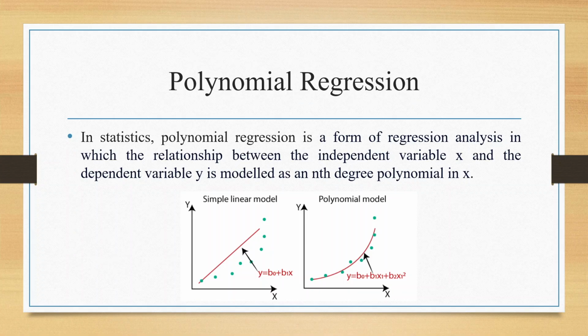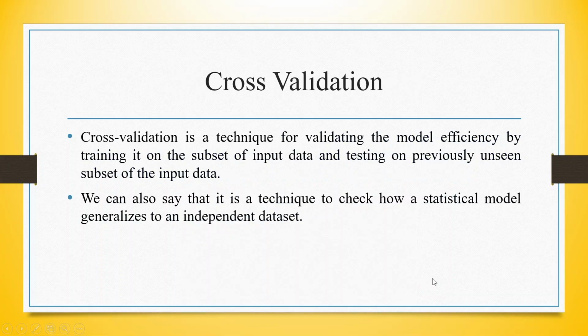The polynomial regression is a form of a regression analysis in which the relationship between independent variable x and the dependent variable y is modeled as an nth degree polynomial. So, for example, you can see here the simple linear model is y is equal to beta 0 plus beta 1 into x. But in case of polynomial model, it can be x1 power 2, x1 power 3, or it can be plus x2, one more variable and its power. We are going to include cross-validation in our model today.